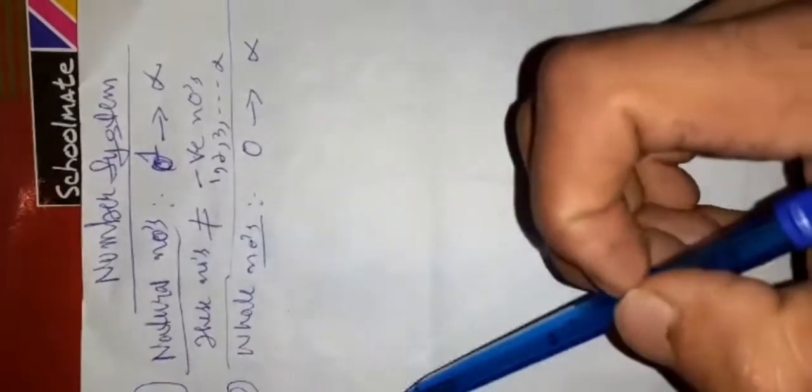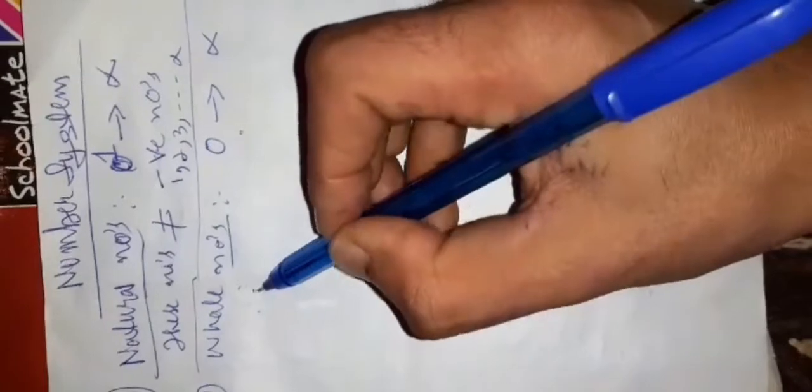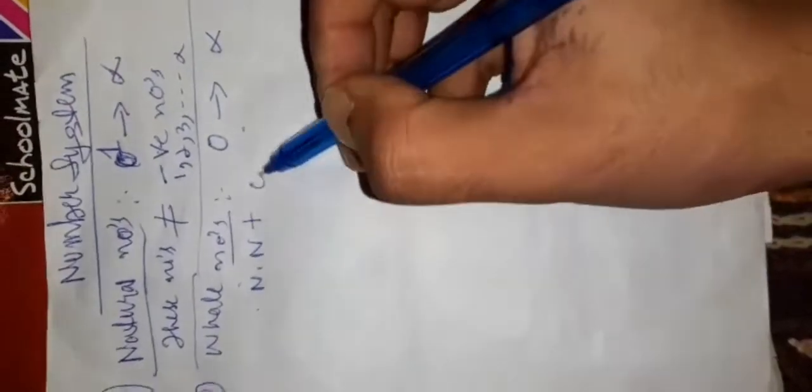Got it. The second number type is whole numbers, and natural numbers start from 1, 2, 3 till infinity. And whole numbers are those numbers that start from 0 till infinity. What is the difference then between natural numbers and whole numbers? Only 0. Actually, whole numbers mean natural numbers plus 0.